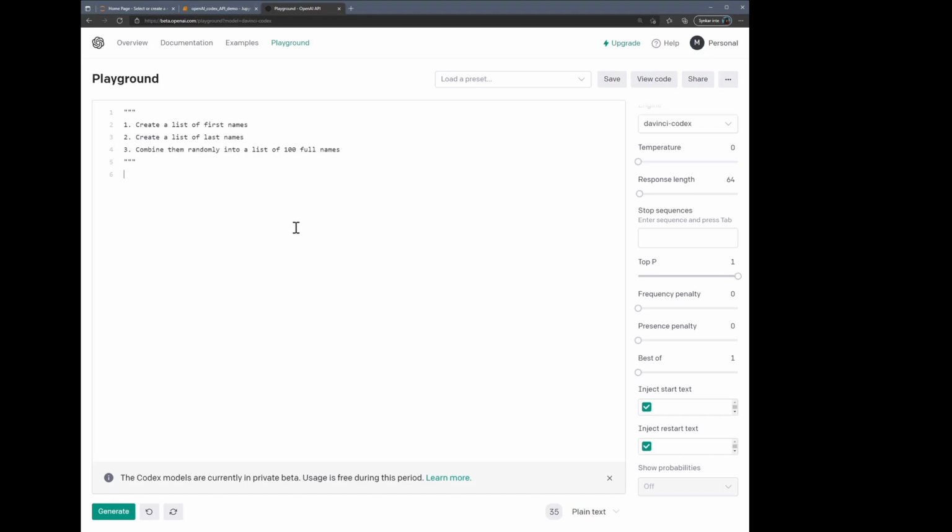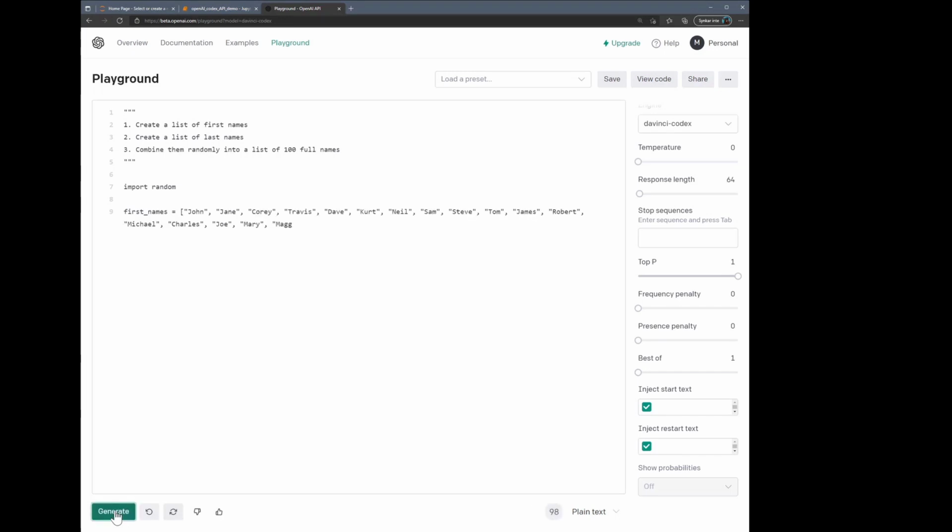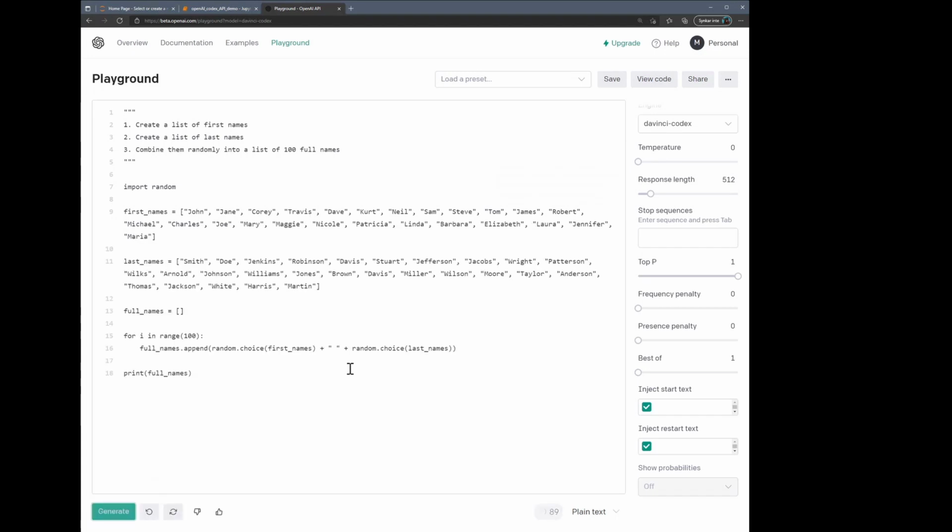So this is a sort of cron example from OpenAI. We could tell the program to create a list of first names. We could press generate and we see what the program will generate over here. And as you see, since I used Python as a programming language, or as a comment style, it started providing Python, but I only asked for 64 tokens, so it didn't generate the entire program. If I ask for more tokens, it will generate more of the program, so to say. As you see, I asked it to create a list of first names, last names, combine them randomly, and then give me 100 names. So it works very well.